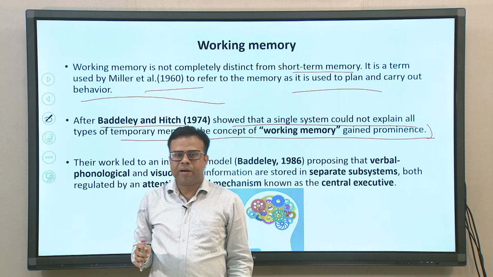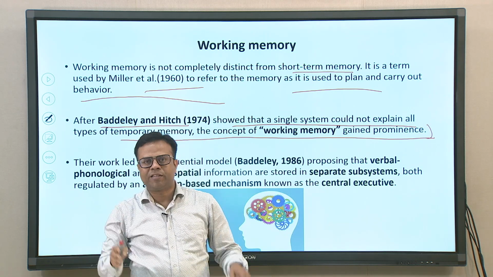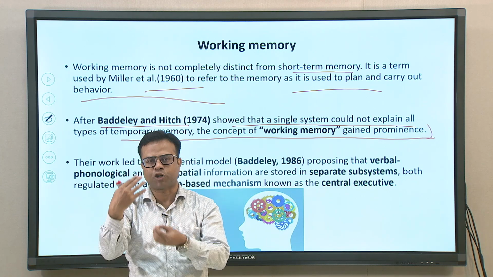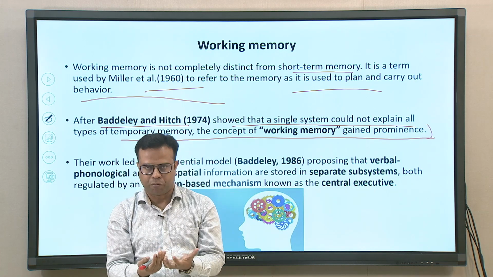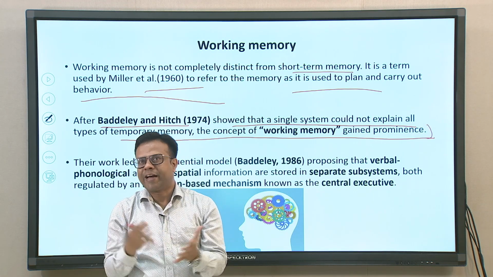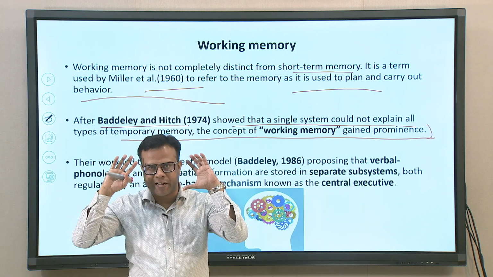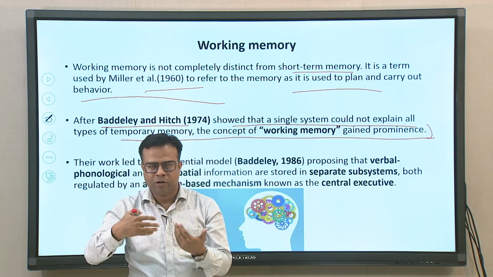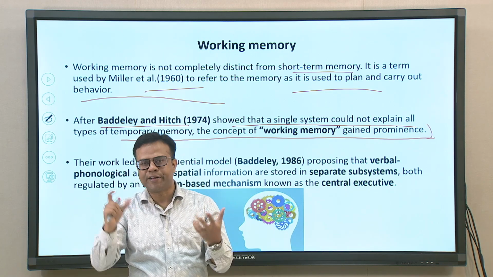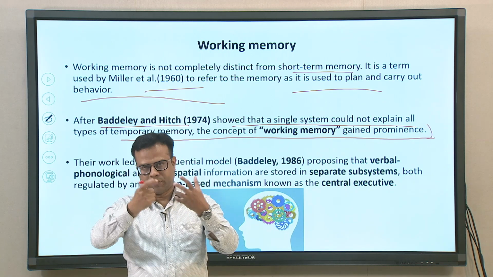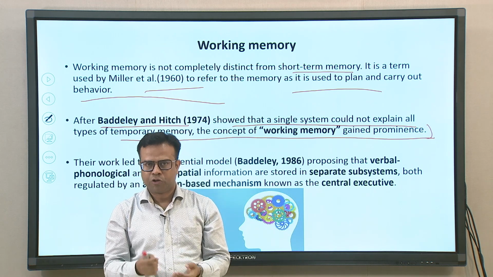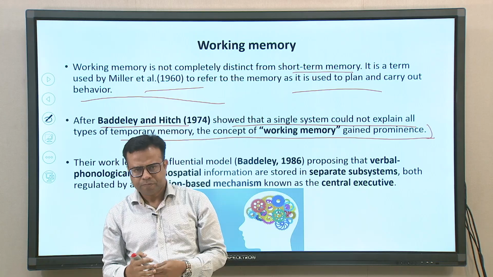Now, Baddeley and Hitch found that short term memory, just one module as a short term memory, could not explain a lot of functions of temporary storage of information, which short term memory does for 15 to 30 seconds. It could not explain a lot of other aspects of temporary storage of information and how it manifests. So, they introduced the idea of working memory to explain all the other possibilities of storing information for a short term. So, this working memory came from there.